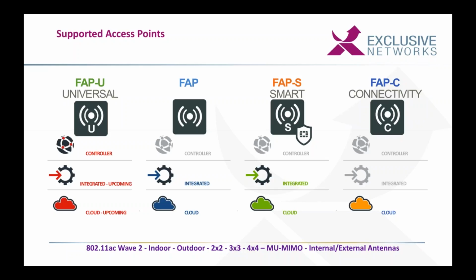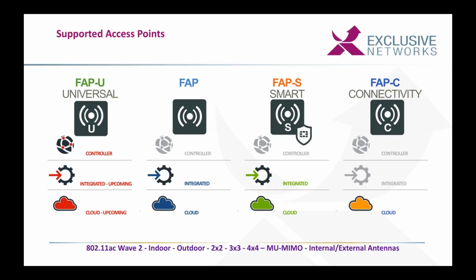So as you can see, there are a number of FortiAPs out there now. The FAP-U is the universal wireless access point. At the moment, it's for controller use only, the old Meru offering, and then it's going to be integrated in cloud in future releases. And then there's the old FortiAP. This is the AP that you can connect to your FortiGate built-in wireless LAN controller, and now you can also connect these to the cloud.